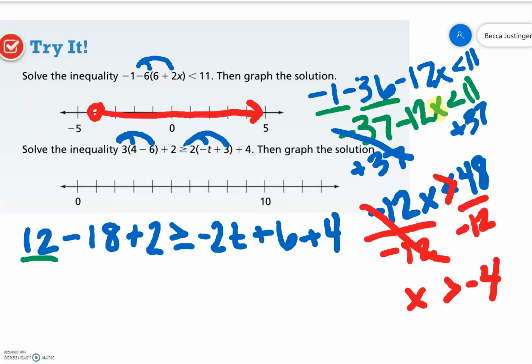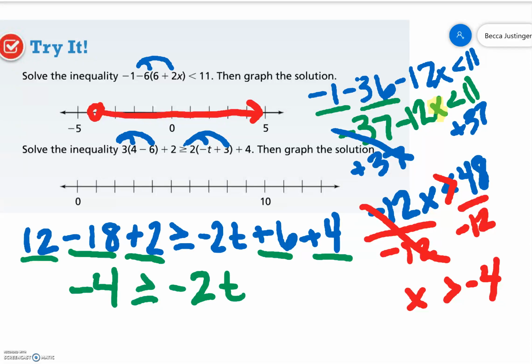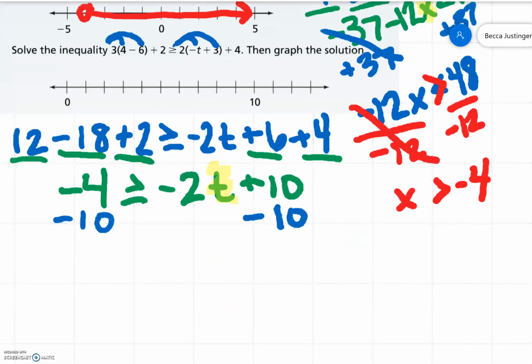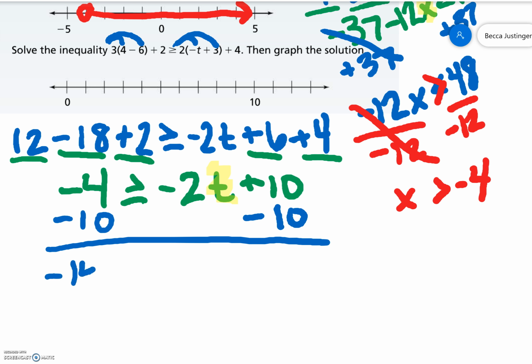Got some combining to do. I can combine everything on the left. Those are all constants. So 12 minus 18 is -6, plus 2 is -4. Bring down my greater than or equal to sign. And then I can combine the 6 and the 4. So I'm going to bring down my -2t. 6 plus 4 is 10. Now I'm trying to solve for t. I can move the -2 and I can move the 10, but I'm going to move the 10 first, farthest away. So subtract 10 from both sides. This is -14 is greater than or equal to -2t, because these canceled out.